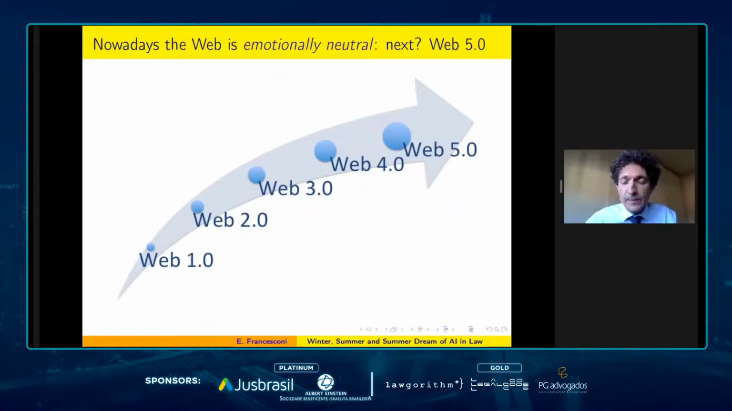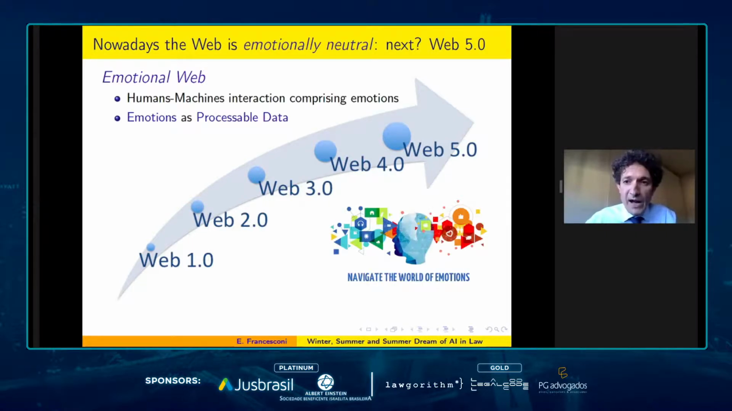So in order to deal with, let's say, intuition and emotions, we actually have to deal, according to the literature, with Web 5.0, or the emotional web, where human and machine interaction will comprise emotions. So emotions and intuitions will be processable data.